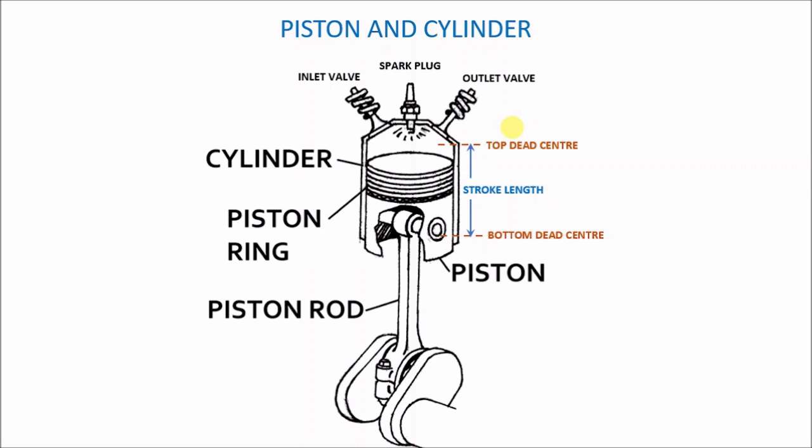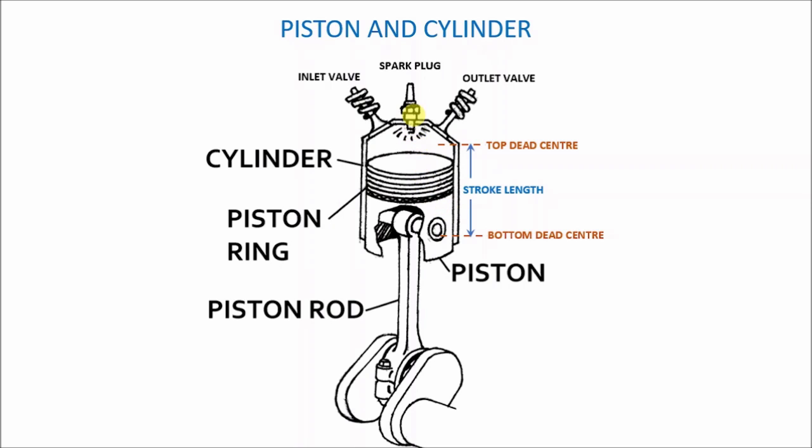And so what is really important that you need to understand here is that the distance through which the piston moves from its topmost position to the bottom position is called the stroke length. And so the volume that the piston displaces when it moves through its stroke length is called the stroke volume. Very important, okay?